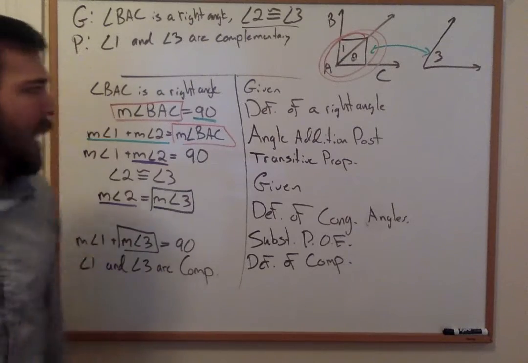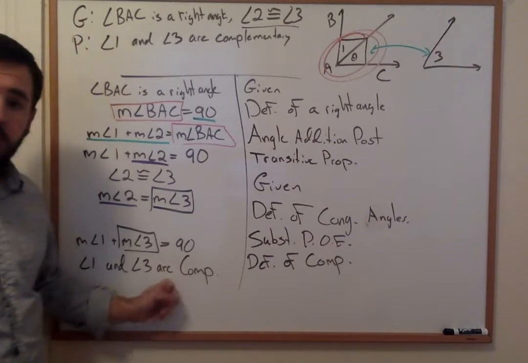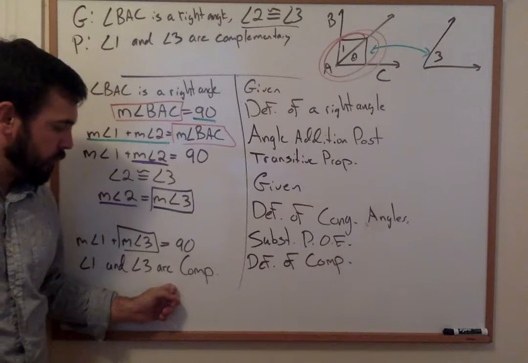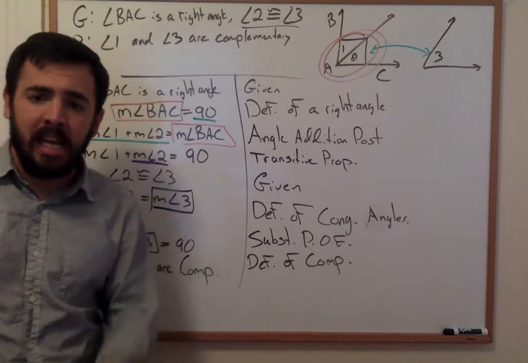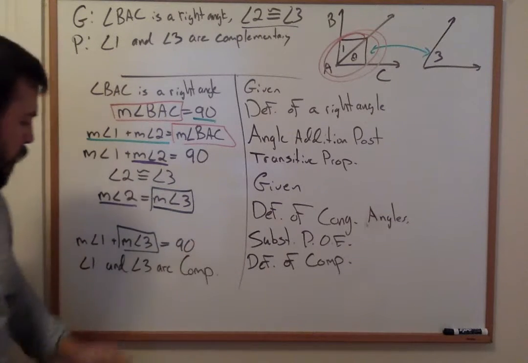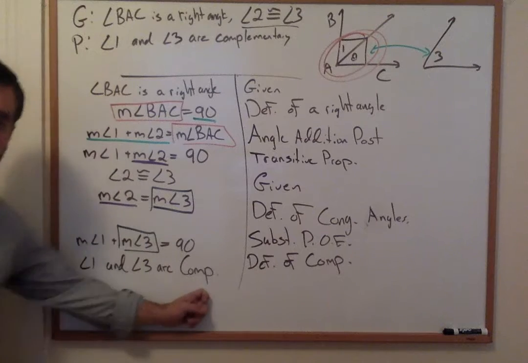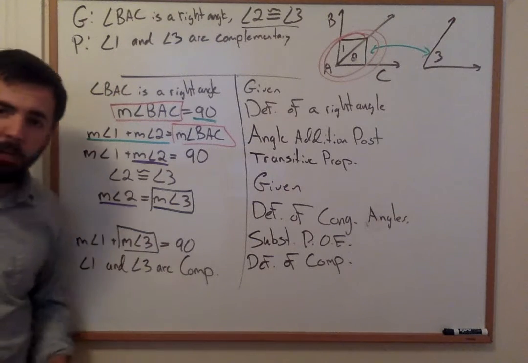Once you write your given down, and maybe one other statement, go down to the bottom. Write down what you have to prove. And if you can, write what is most likely going to be what you have to show. So in order to prove 1 and 3 are complementary, we have to show that the measures of 1 and 3 equal 90.